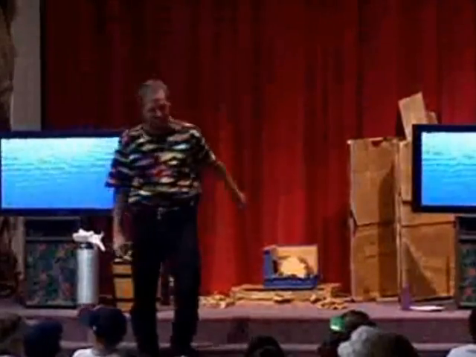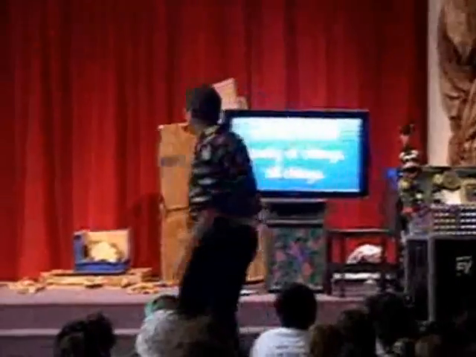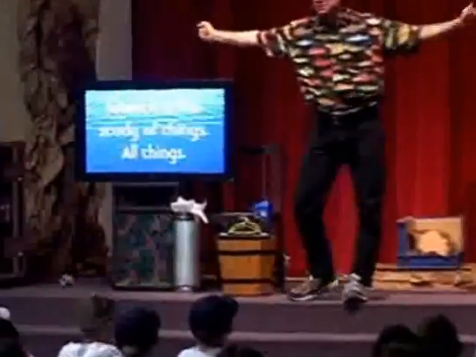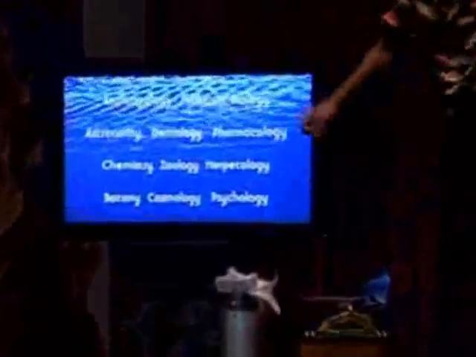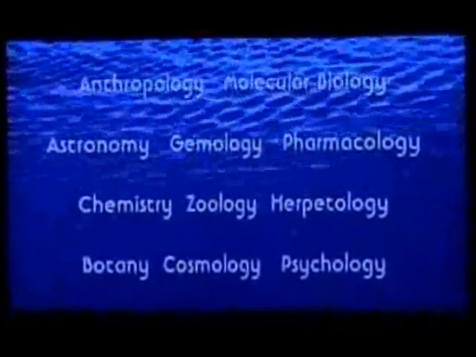It's all science. All right, scientists, put on your thinking caps. We got a tough question. What is science? It's the study of things. All things. First was anthropology, molecular biology, astronomy, gemology, and also pharmacology, and chemistry, zoology, and then there's herpetology, and botany, cosmology, and don't forget psychology.